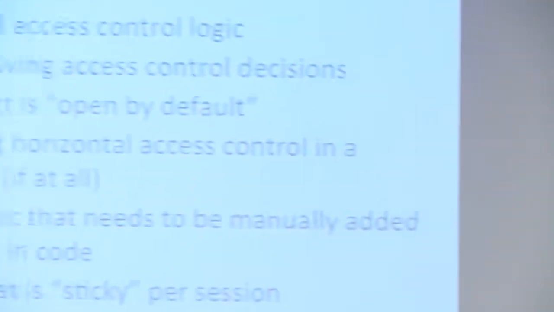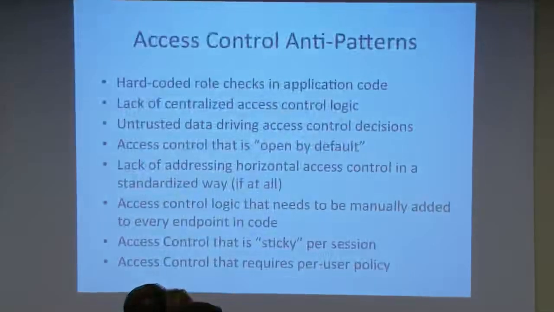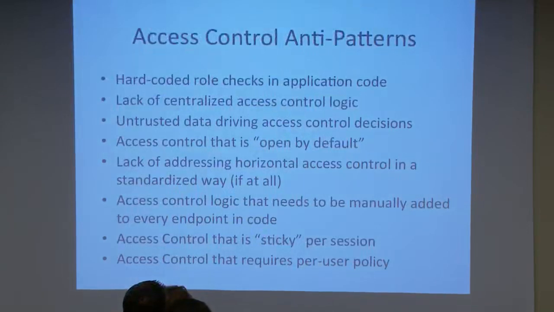Let's just move on. Let's go into access control in a little bit more depth here. This is, again, one of the 10 foundation defenses we need for a good, secure application. So first we have access control anti-patterns: the hard-coded role checks in code, lack of a centralized access control mechanism, untrusted data driving identity parts of the access control decision, or a lack of addressing horizontal data contextual access control, if it's done at all. Access control logic that needs to be manually added to every single piece of code.